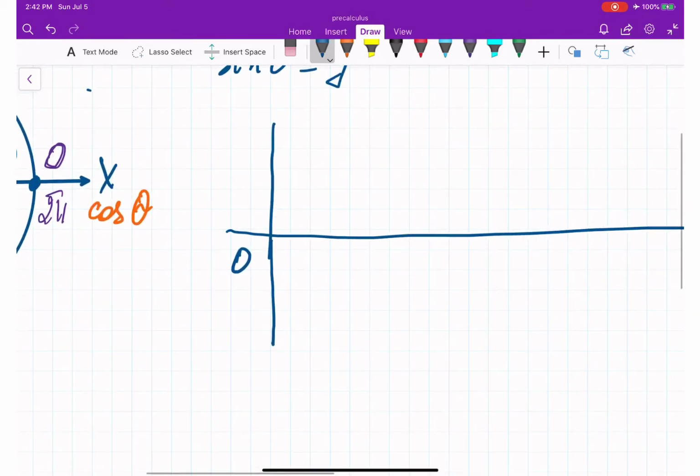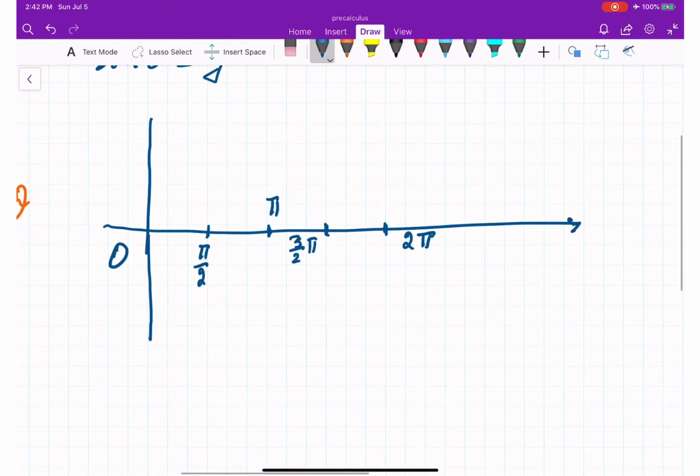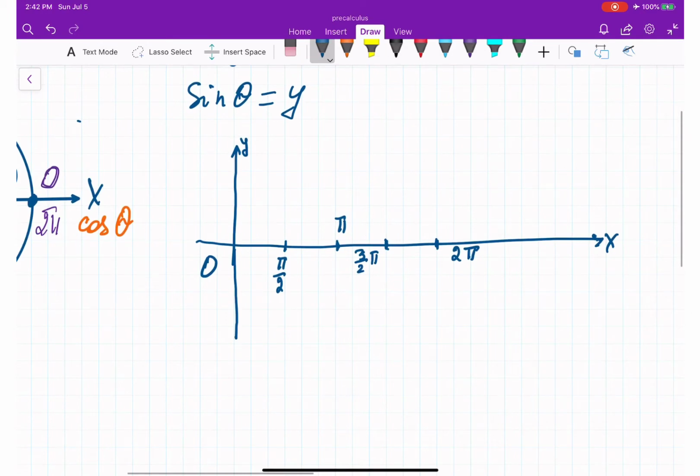So, let's say this is going to be half a pi. 1, 2, 3, 1, 2, 3. This is going to be pi. 1, 2, 3, 3 over 2 pi. And 1, 2, 3, this is going to be your 2 pi. Here we have x, here we have y. So this is the change of our axis: 0 degrees, half a pi, pi, 3 over 2 pi, 2 pi.